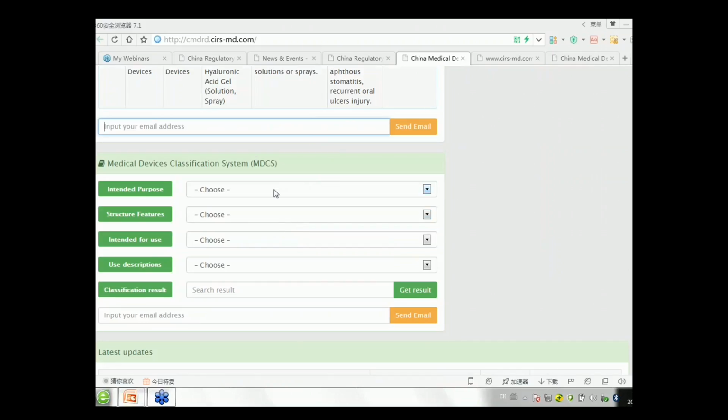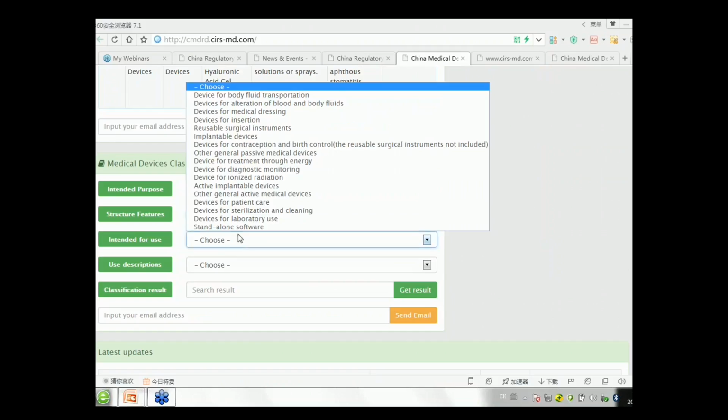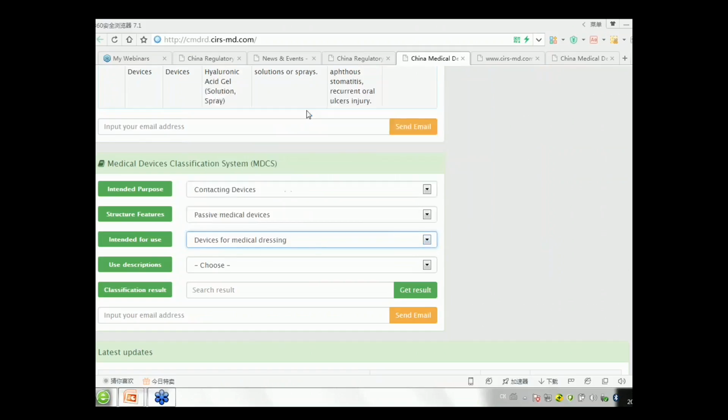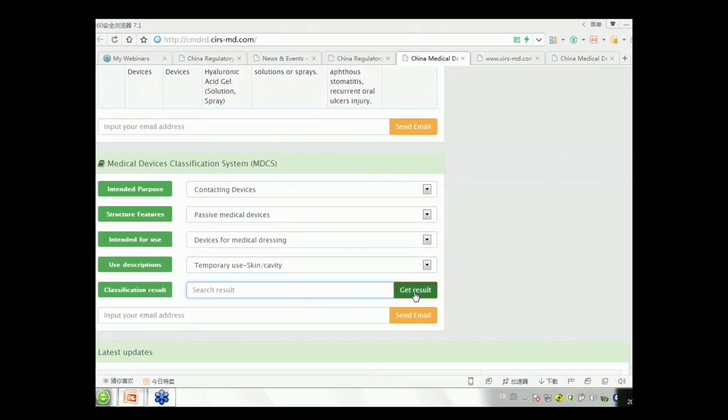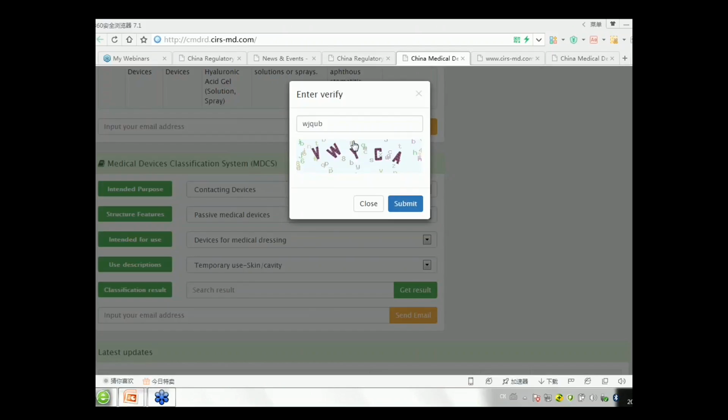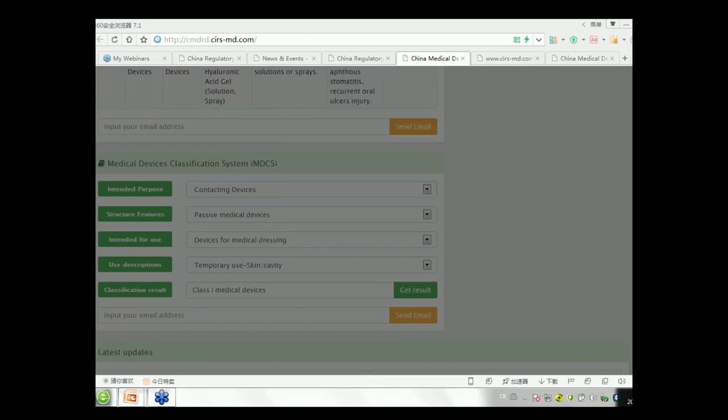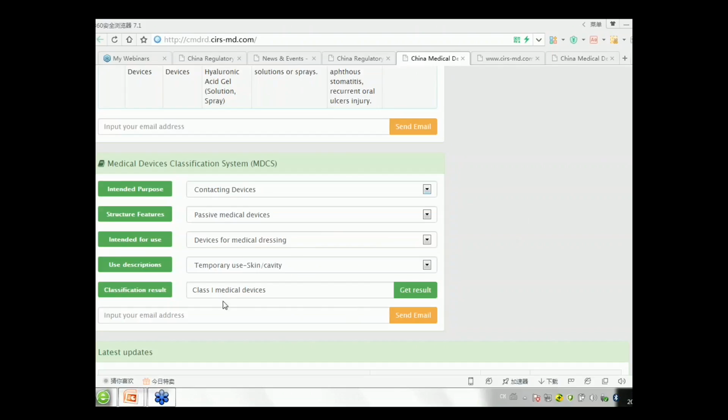Also, this is MDCS. It's based on the classification criteria. So this is very easy to use. Contacting and passive, and for dressing and temporary use. So we get a result. Input the verification. Okay, here we go. So it shows the class 1 medical device. Also, you can get the result by inputting your email, and we will send you the automatic result email. So very cool, isn't it?